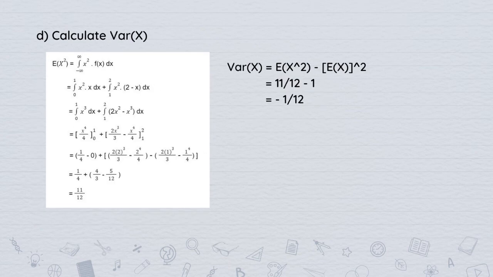For D, calculate the variance. To calculate variance, we need the value for the expectation of x squared. The formula for the expectation of x squared is the integral of x squared times f(x) dx from negative infinity to infinity. We'll just substitute the values and subtract, and it turns out to be 1 over 4 plus 4 over 3 minus 5 over 12, and the answer is 11 over 12. Variance equals the expectation of x squared minus the square of the expectation of x, so it equals negative 1 over 12.